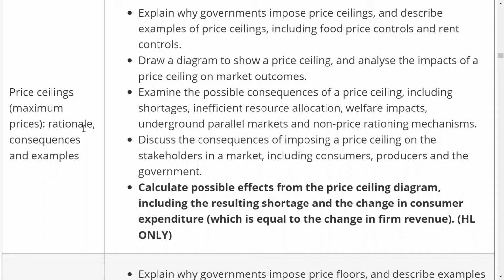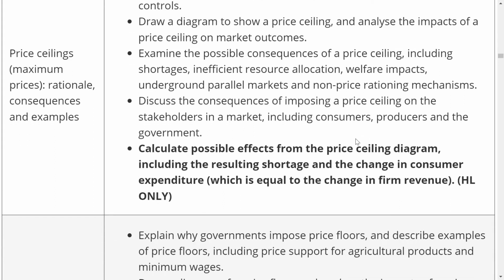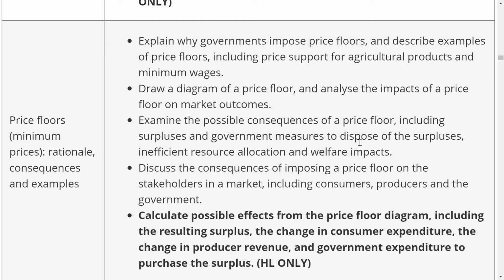A lot of IB economics students make that very, very silly mistake of putting the price ceiling above the free market equilibrium, when in reality it should be below the free market equilibrium. Okay, so price ceilings, you must be able to understand that. Price floors, minimum prices, is above. And understand the welfare loss, okay?